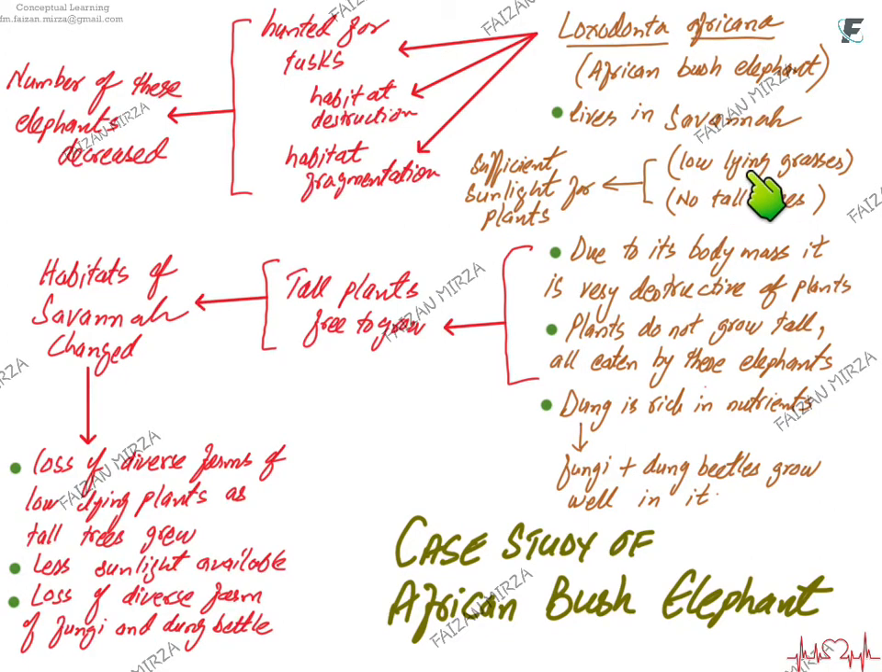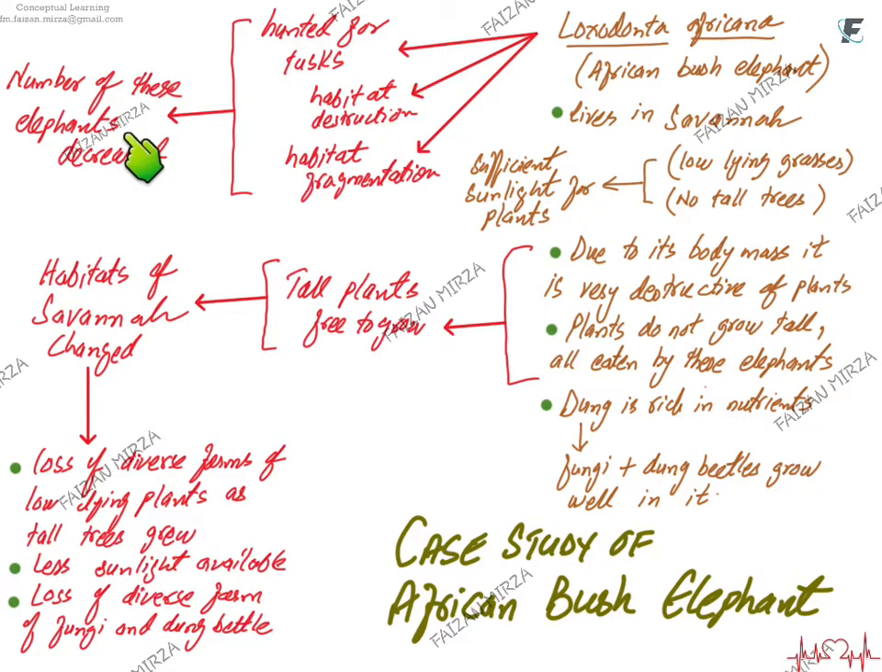So you have a lot of low-lying grasses, a wide variety of these growing in this savanna region. So what happened? Loxodonta africana was hunted for its tusks. Habitat destruction and habitat fragmentation followed, because more land was reclaimed for farming, construction, mining, or other human activities. Loxodonta africana was hunted for its tusks, the product that we make from ivory. These resulted in the elephant numbers decreasing.